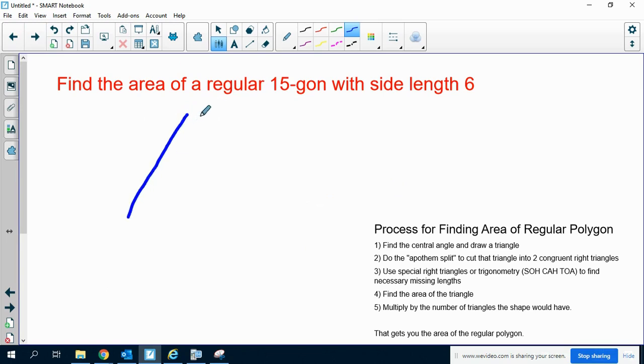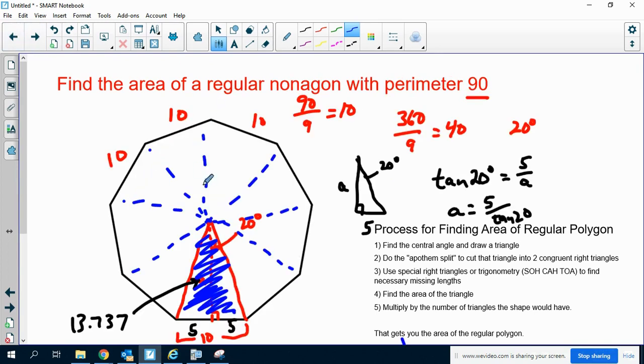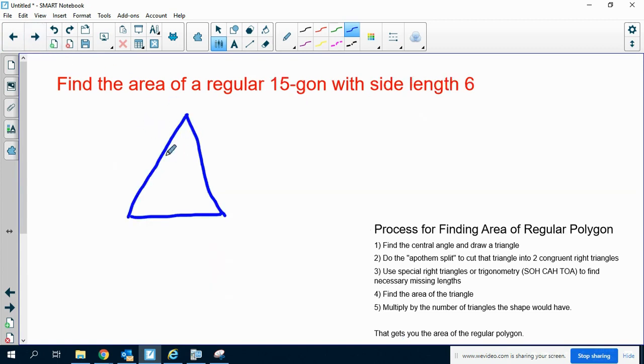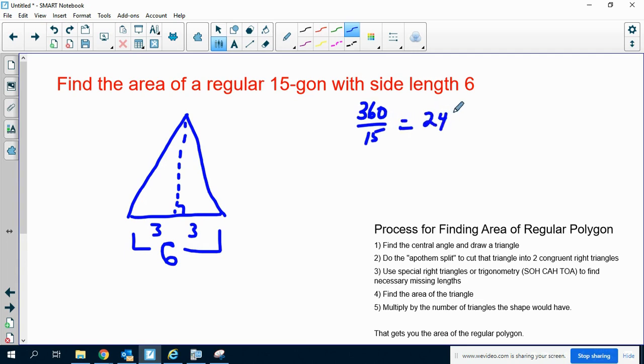Find the area of a regular 15-gon with side length 6. So, just like we showed in the last video, really all I'm doing is finding the area of one triangle and then multiplying it by the number of triangles that are in my picture. So, if my side length is 6, after I do the apothem split, these are going to be 3's. If I have 360 divided by 15, that gets me 24 degrees for my central angle. Then when I do the apothem split, this angle is 12.